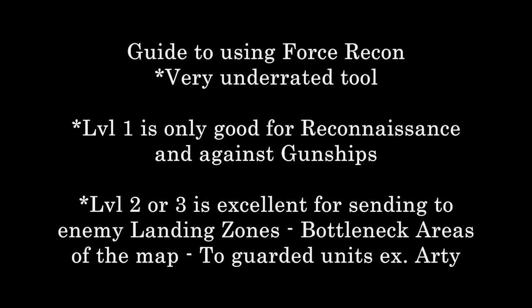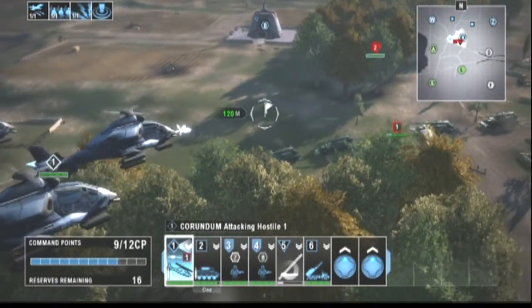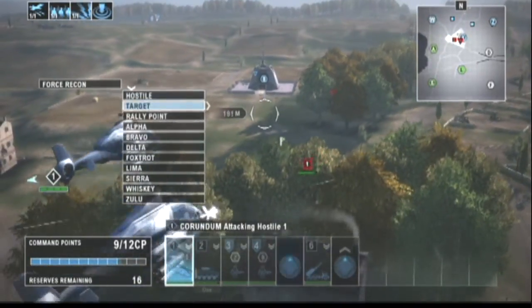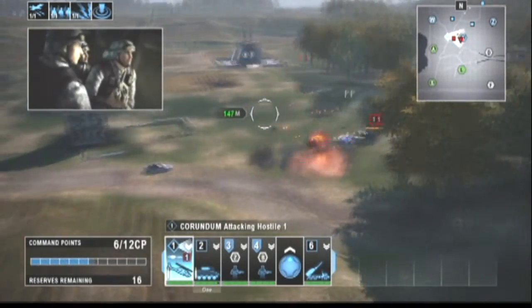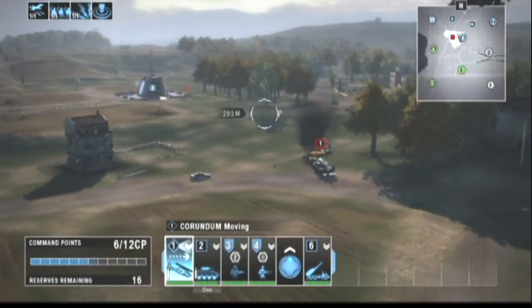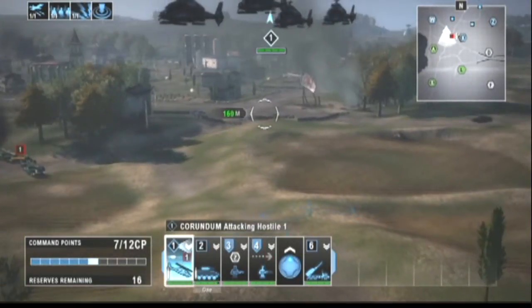I like to place Force Recons in the enemy's landing zone or in bottleneck areas of a map like Shenandoah, where people have to come through. Or if I see an arty piece that's giving me trouble, I can send the Force Recon to that artillery piece, and it'll wound everything that's in the path to it. They're very powerful supports. It's one of the best uses for CP in the game.